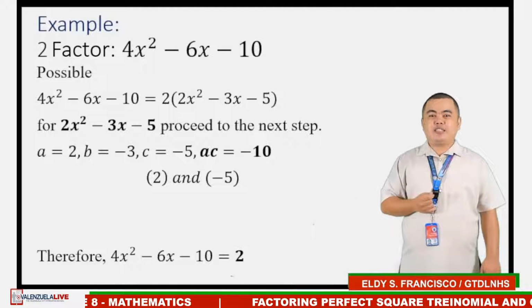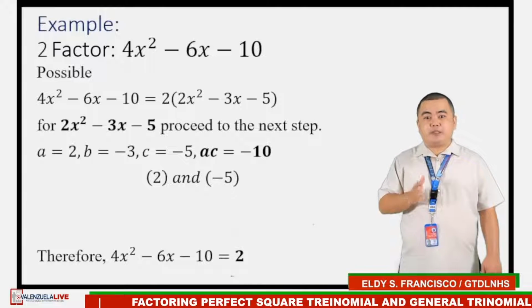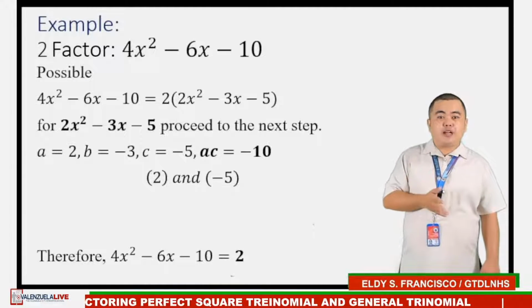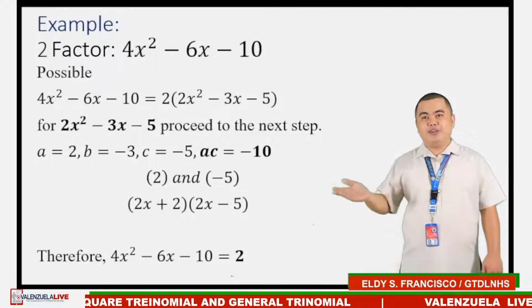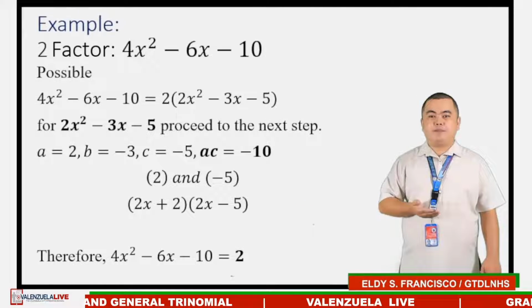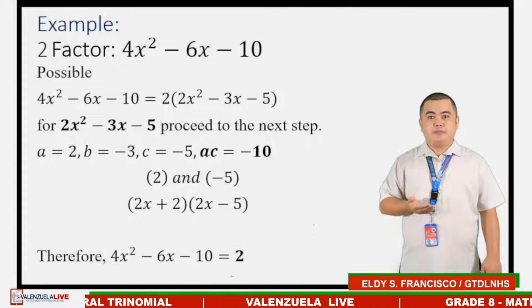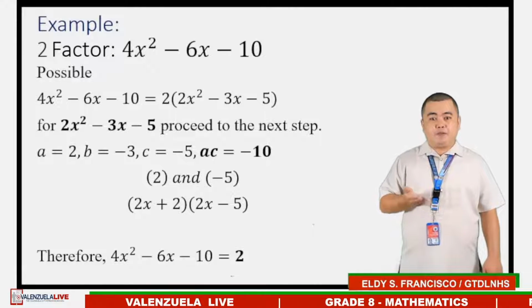Next, using the form quantity AX plus blank times quantity AX plus blank, fill this in with the two factors found in step 3. So, we will have 2x plus 2 times 2x minus 5. And last step, divide each binomial by its GCF if possible.